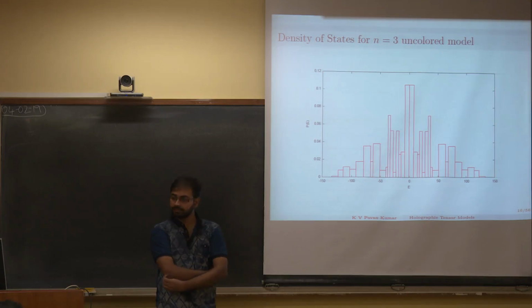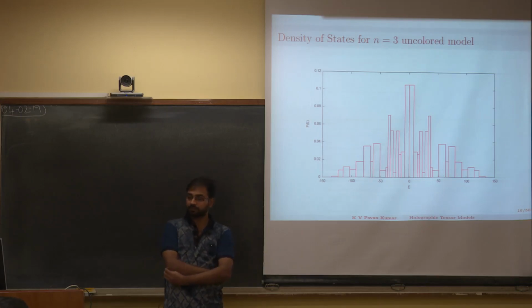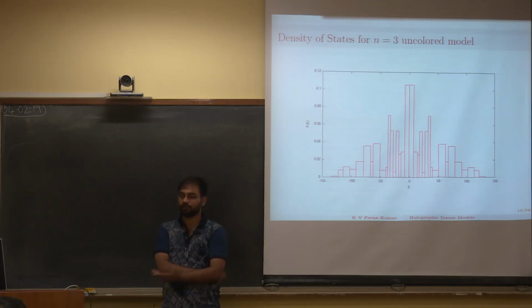How many states do you get? Here, this is only 8,000 states. It's not much. Let's compare that to 2 to the power 27 by 2, which is 2 to the power 13, which is like 8,000. So is this with the singlet constraint or without it? Without. Do you have a similar graph with the singlet constraint?